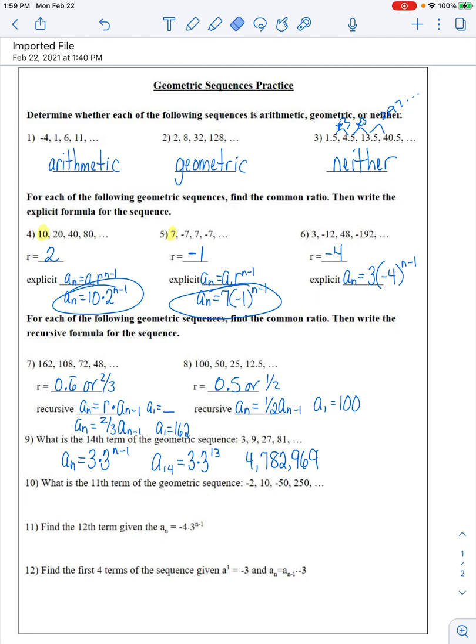Now let's look at number 10. Number 10 says, what is the 11th term of this geometric sequence? So again, my personal strategy is to write my formula. My first term is -2 times, let's see, 10 divided by -2 is -5. -50 divided by 10 is -5. So my common ratio is -5 to the n minus 1. Well, to find the 11th term, I'm going to do -2 times -5 to the n minus 1. 11 minus 1 is going to be 10.